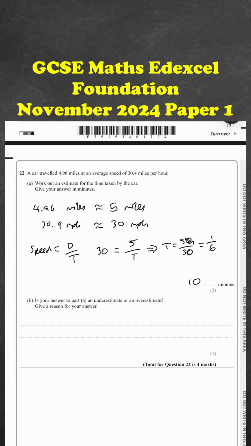Is your answer to part A an underestimate or an overestimate? Give a reason for your answer. It's an overestimate. And that's because if we go back to our equation here, time equals distance over speed, as we have rounded up the distance and we've rounded down the speed, so we are dividing a larger number by a smaller number.